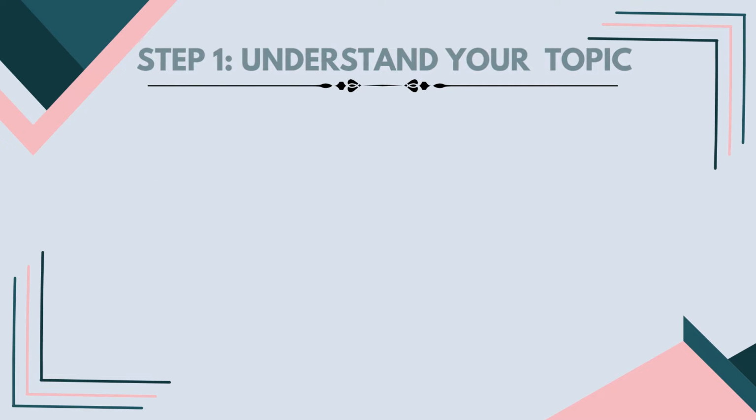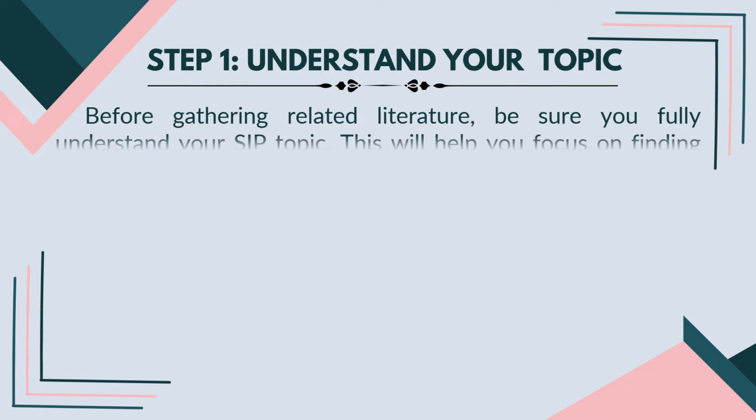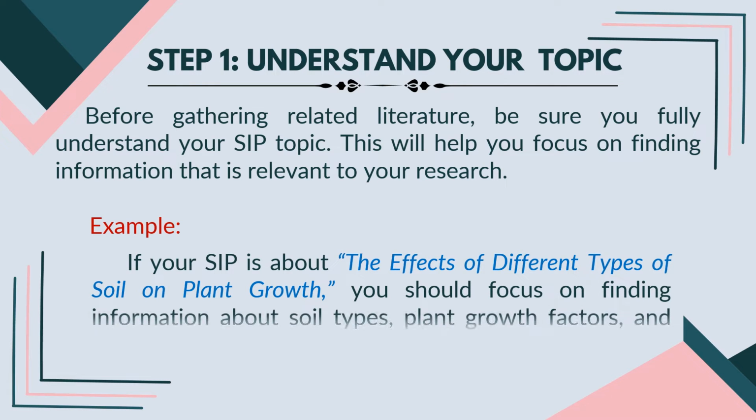Step 1. Understand your topic. Before gathering related literature, be sure you fully understand your SIP topic. This will help you focus on finding information that is relevant to your research. Example: if your SIP is about the effects of different types of soil on plant growth, you should focus on finding information about soil types, plant growth factors, and any related experiments.